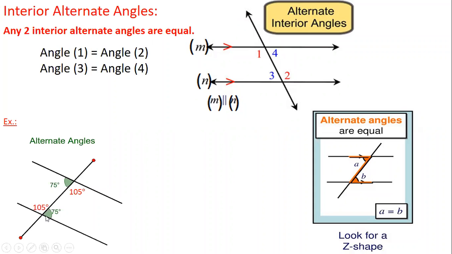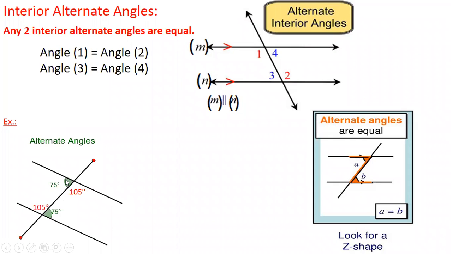As you can notice, when we talk about interior alternate angles, they are not on the same side of the transversal. One is above the transversal, the other is below the transversal. So these are called alternate interior angles. And something very important here: if you add 75 plus 105, both angles will be 180 degrees because they form a straight line, so they are supplementary pairs.